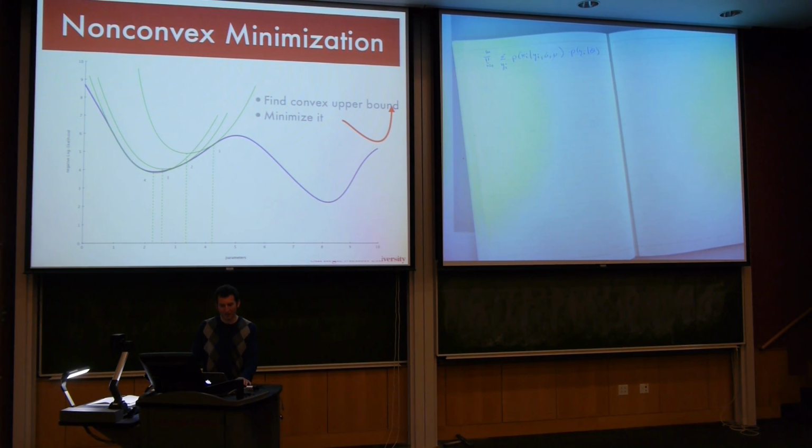Okay. So let's say I have some function that I want to minimize, and it's ugly, right? So it has a couple of local minima, right? And I want to minimize the blue function.